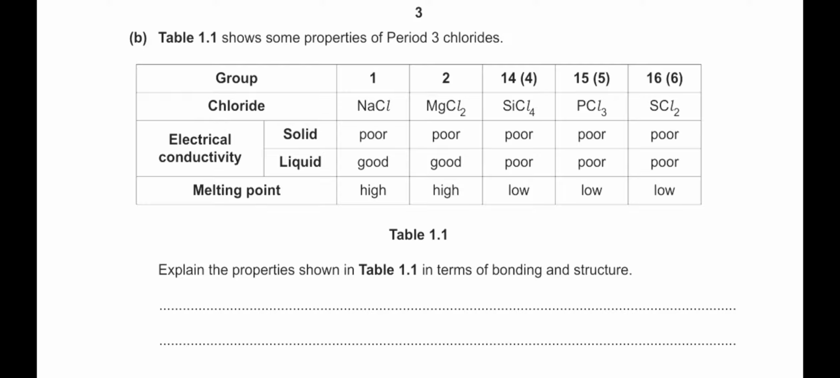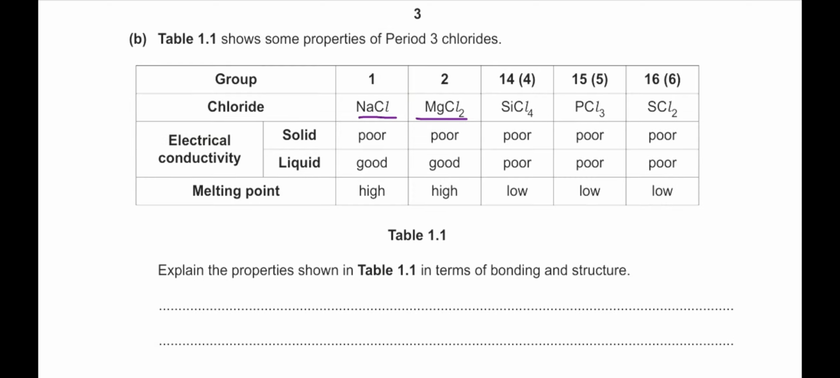One thing that stands out here is both sodium chloride and magnesium chloride have high melting points, and in the liquid state they both are good conductors of electricity. The reason for this is both sodium chloride and magnesium chloride are giant ionic lattices. They can conduct electricity in liquid form as ions are free to move in liquid state. But in solid state, they are poor conductors of electricity because in solid state the ions are not free to move. Also, sodium chloride and magnesium chloride have high melting points because they exist as giant ionic lattices and there are strong electrostatic forces of attraction between the ions.